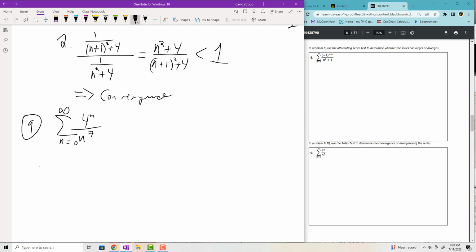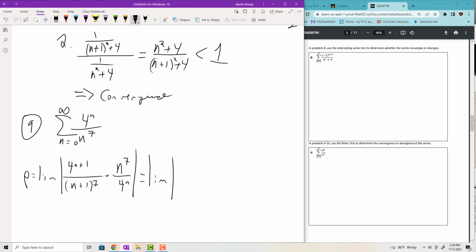Okay, so here we go. The rho value is the limit of the absolute value of the ratio of a sub n plus 1, which is 4 to the n plus 1 over n plus 1 to the 7, multiplied by the reciprocal of a sub n, which is n to the 7th all over 4 to the n. Okay, so we simplify this. The limit of 4 to the n plus 1 all over 4 to the n is just 4. Then multiplying straight across, I have n to the 7th. You just subtract the exponents: 4 to the n plus 1 minus n is 4 to the 1. Then the other stuff is left over.